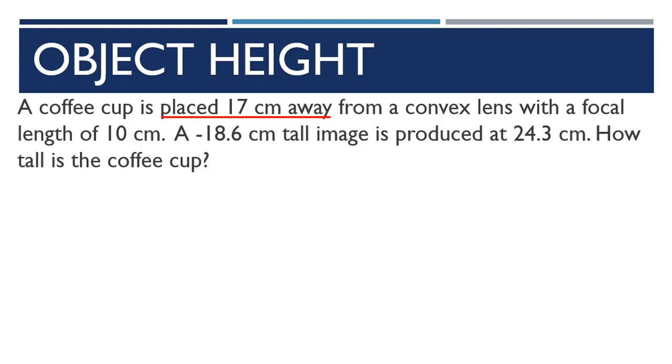Placed 17 centimeters away. We know that we're putting our cup 17 centimeters away. That's our DO, our object distance. Focal length, 10 centimeters. That's an F. Negative 18.6 centimeter tall image. That's our image height. And we know that image is produced at 24.3 centimeters. That's our image distance, DI. How tall is the coffee cup? We're looking for HO.